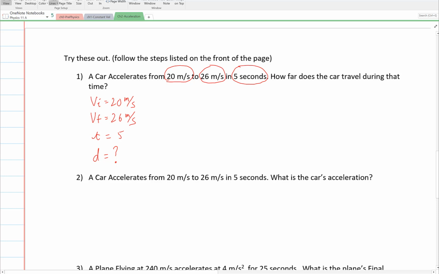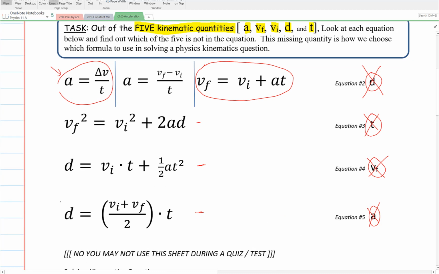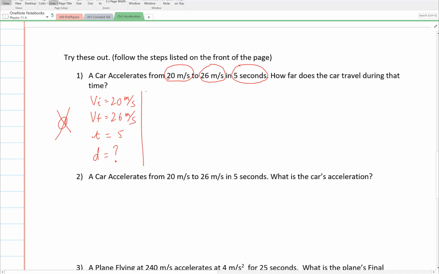What of the 5 kinematic properties are not here? There is no acceleration. So we go back to our formula sheet. Which one doesn't have acceleration? This one: d equals Vi plus Vf over 2 times time. So that's how we choose the formula. d equals Vi plus Vf over 2 times the change in time.